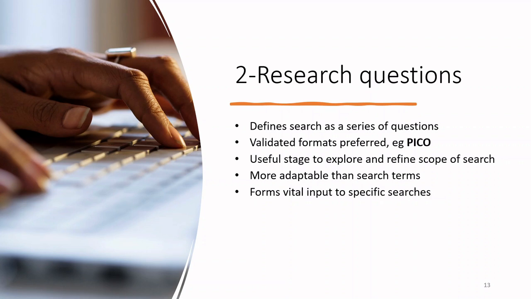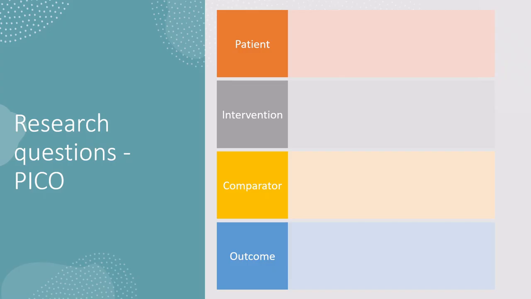Research questions, though, are worth spending time on because they form a vital input to the specific searches that you'll run. So let's have a quick look at one validated method. It's not the only one, but PICO is an important one. PICO stands for patient, intervention, comparator, and outcome. It's just a way of breaking down the scope of search into these specific stages.